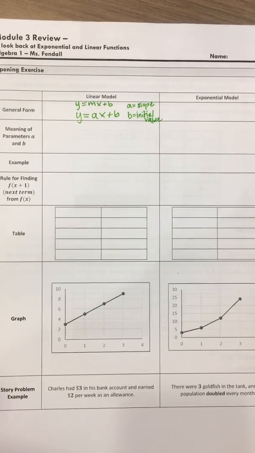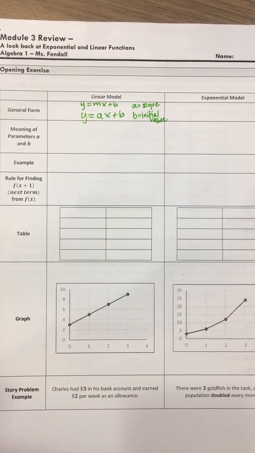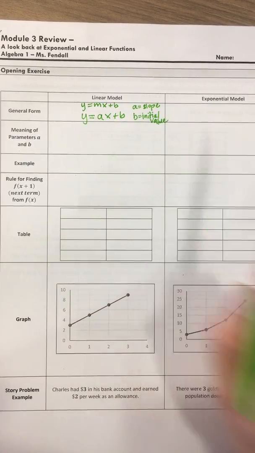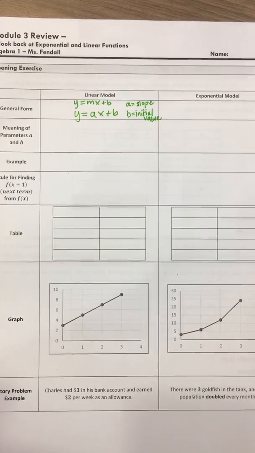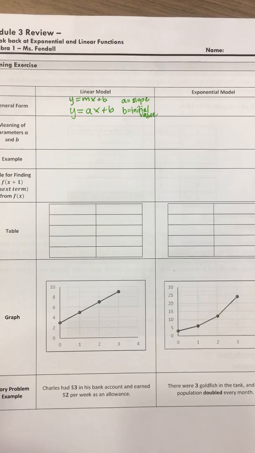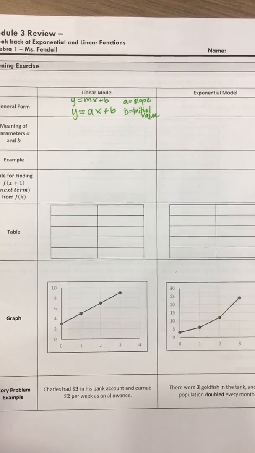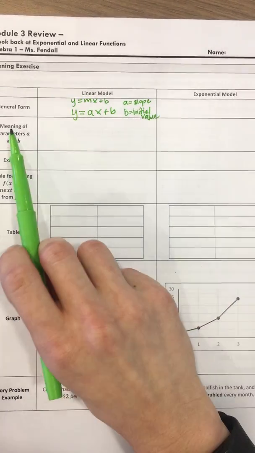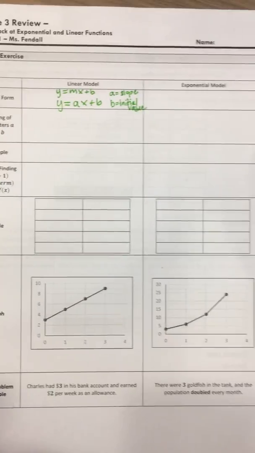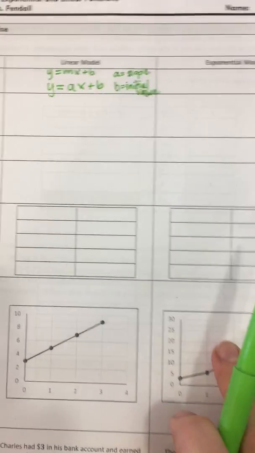As you can see, we're going to compare side by side a linear model versus an exponential model. This was a lot of stuff we talked about in Module 3, so I want to make sure we super quickly review it in one day. What I've written down is the general form of a linear model, but I've done it in two ways, so you need to write this down as well. I'm going to zoom in for you guys.